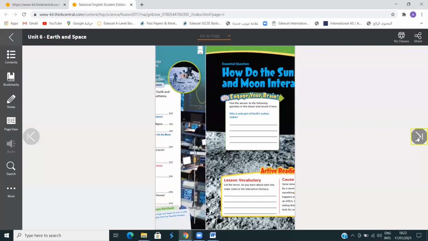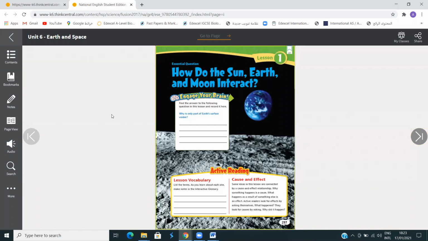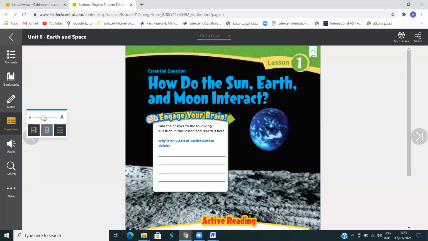Now, how do the sun, earth, and moon interact? Interact here means move. The earth moves around the sun, not the sun around the earth. The moon moves around the earth, yes, but the sun moves around the earth, no. Earth moves around the sun. In this question, why is only part of Earth's surface visible?